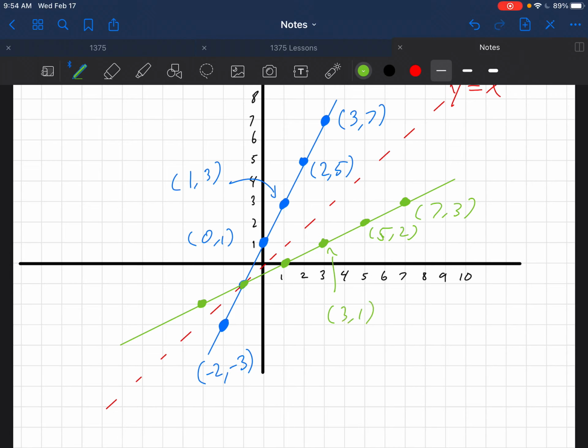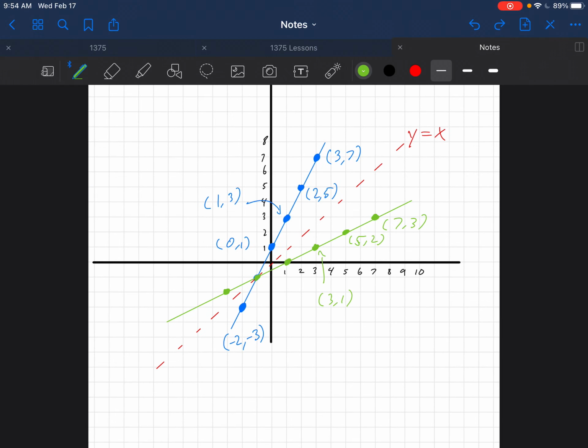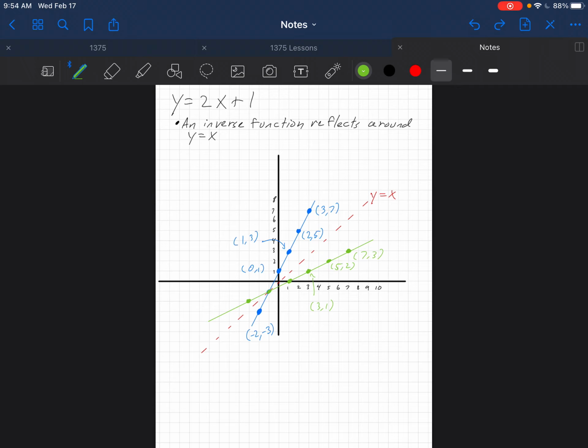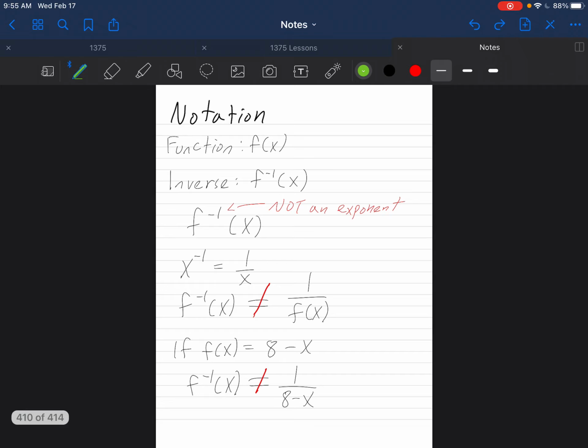So it is possible to have an inverse point plot at the same point as it started with, but overall, all of the points put together are going to create a new line. And you can see that it is indeed a reflection around y equals x.